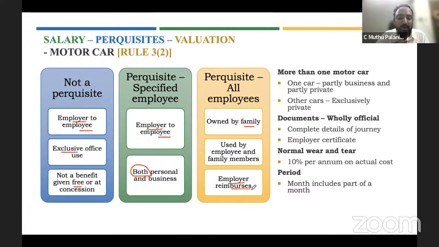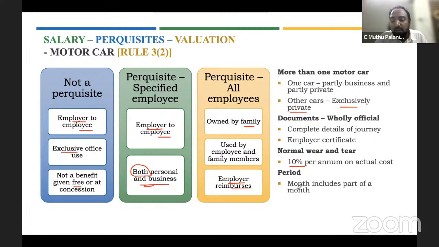If you have more than one car, the first car will be treated as partly business, partly private. Other cars will be considered exclusively private. And of course, you have to maintain documents. Subsequently we'll be reading about normal wear and tear. When you say normal wear and tear, it is 10% per annum on actual cost.